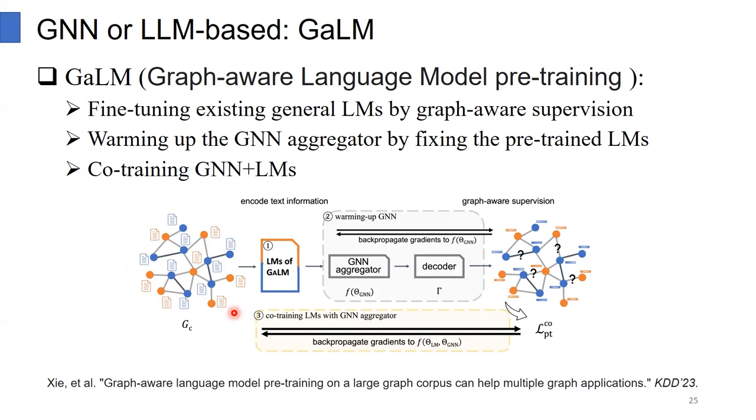Okay, so this is GALM, graph-aware language model pre-training. Basically, it's a co-training based approach, right? After it pre-trained the language model, it transfers the information to the GNN, and the output of the GNN can go back to supplement the input graph. So it's a co-training type of paradigm.